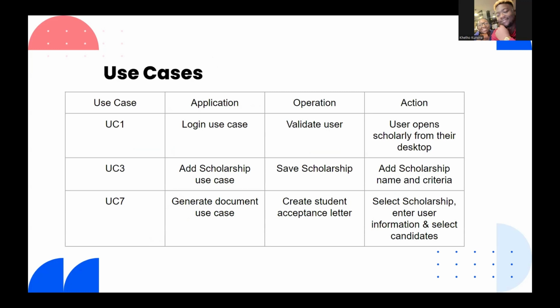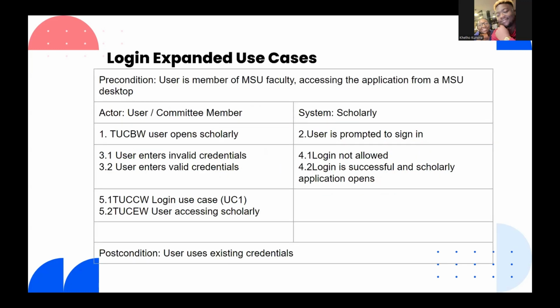When evaluating our use cases in a table, the ones that will be broken down into expanded use cases are use case 1, use case 3, and use case 7. For the login expanded use case, we had the precondition where the user must be a member of the MSU faculty, and they must be accessing the application from the MSU computers.